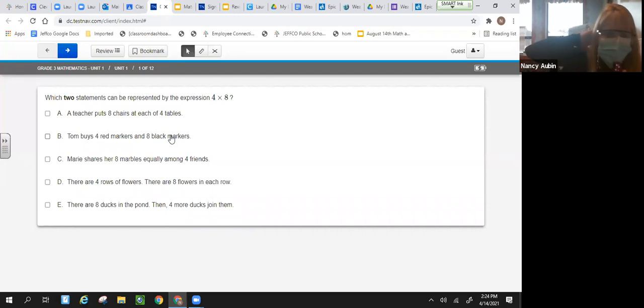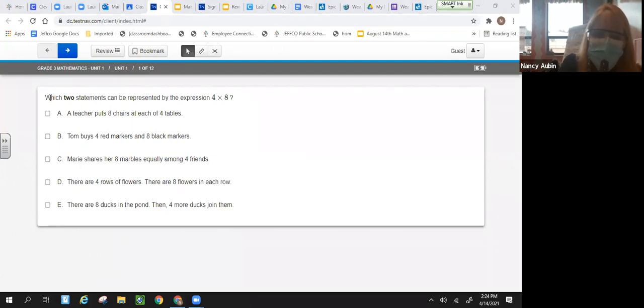This says which two statements can be represented by the expression 4 times 8. Some of those words might sound a little unfamiliar to you because I don't talk that way when I teach. I don't say expression 4 times 8. All that means is it's like synonymous with the word equation, right? It's like an equation, which is 4 times 8, 3 times 6, 2 plus 4, and so forth.